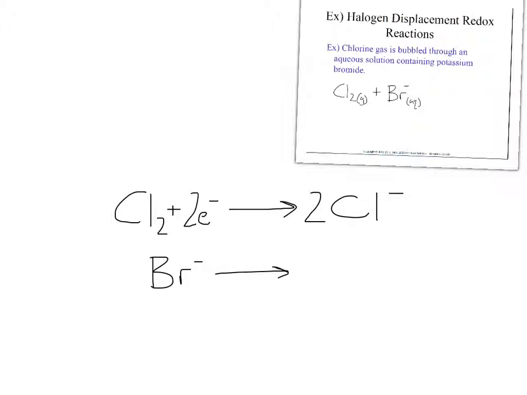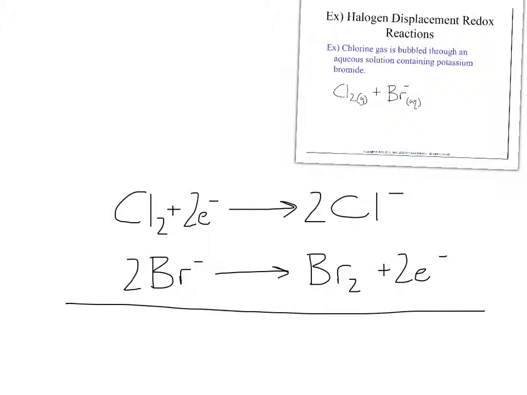So Cl2, when it gains electrons, is going to turn into Cl-. And since it's Cl2, that means there's going to be 2 Cl-. So in order for Cl2 to turn into Cl-, how many electrons would we need? We would need 2 of them. So Cl2 plus 2 electrons would give us 2 Cl-. Now let's look at the bromide half of the reaction. We've got Br-, and it needs to give up 2 electrons, so it can turn into Br2 plus 2 electrons, which means we need 2 bromides.